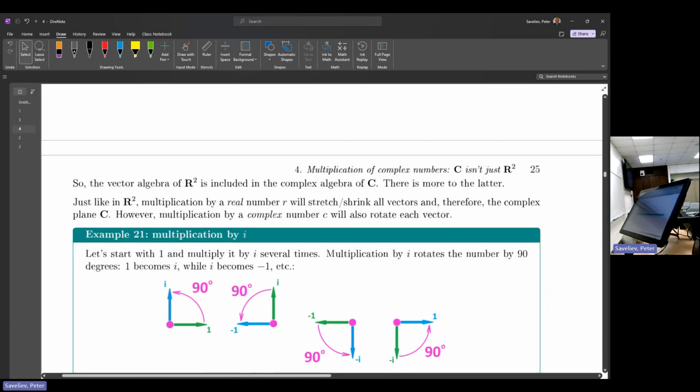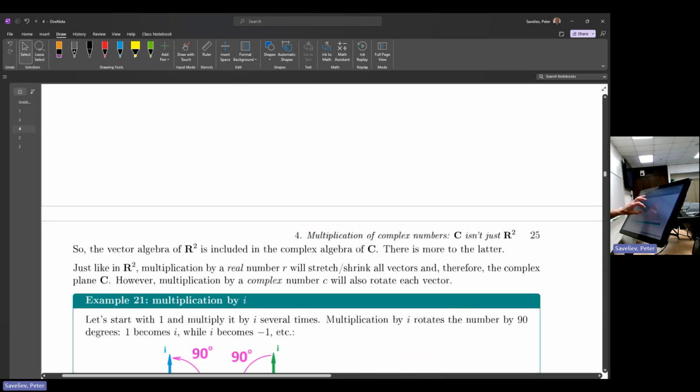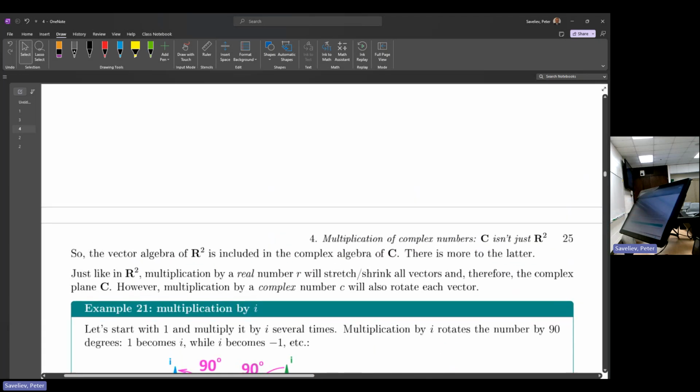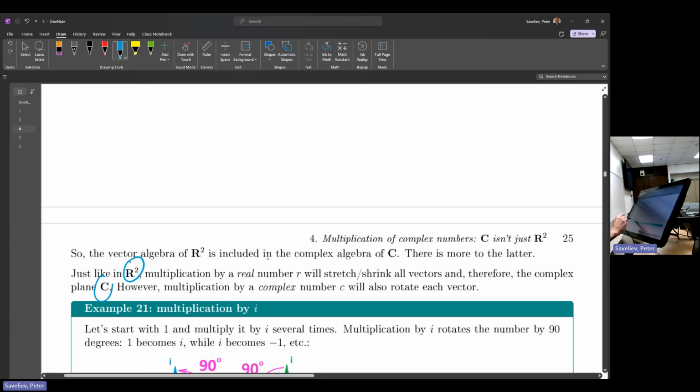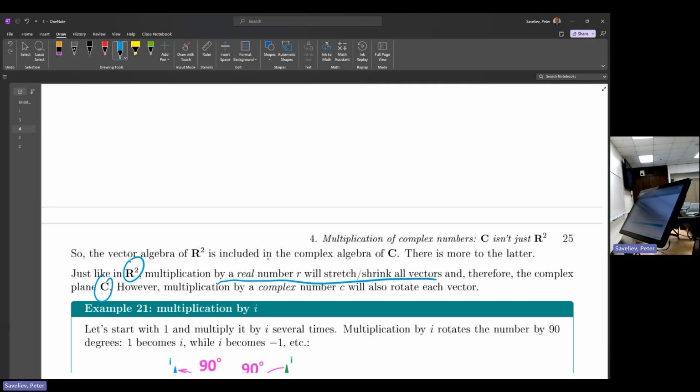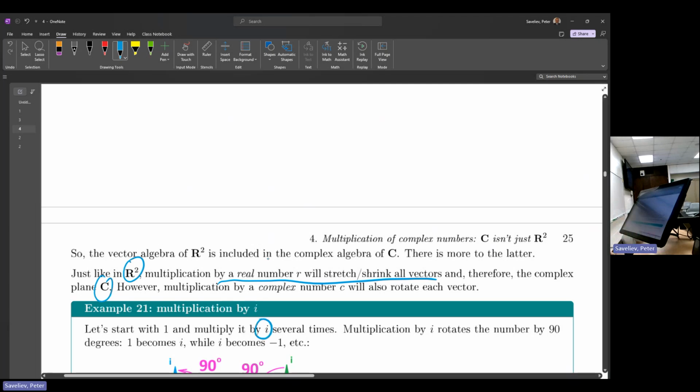So what is the meaning of multiplying by a complex number? Probably worth examining before we do any kind of calculus related things. Multiplication by a real number, whether it's R2 or it is C, is a uniform stretch, right? So with vectors, you multiply by 2, everything becomes twice as long. What if I multiply by a complex number? What's the meaning of multiplying by i?